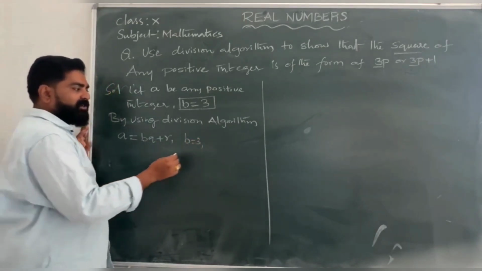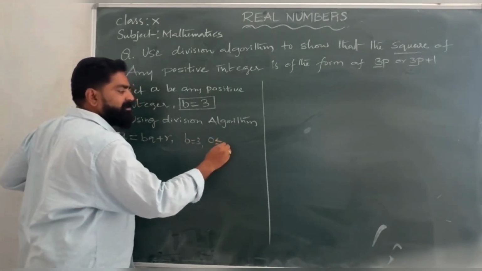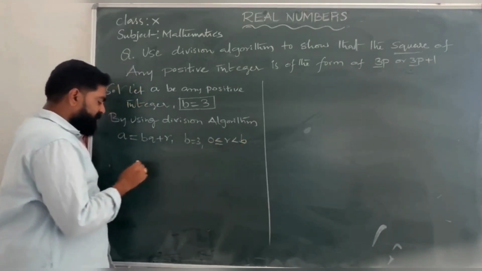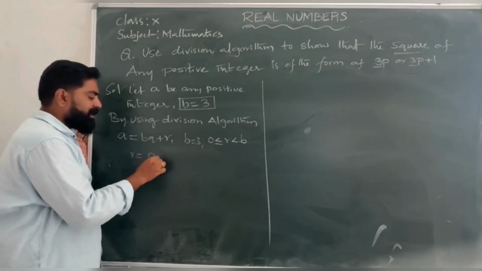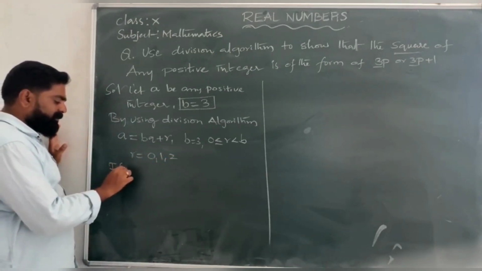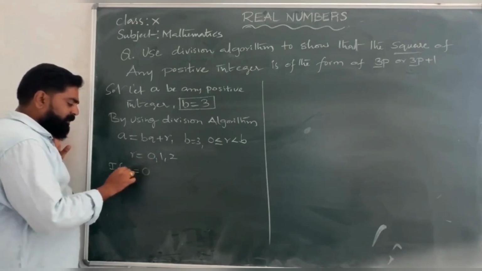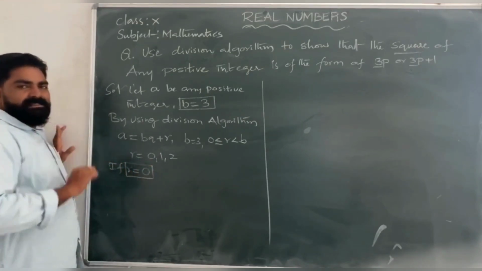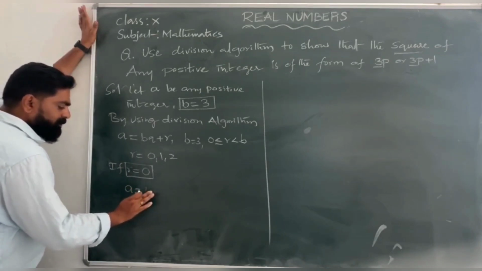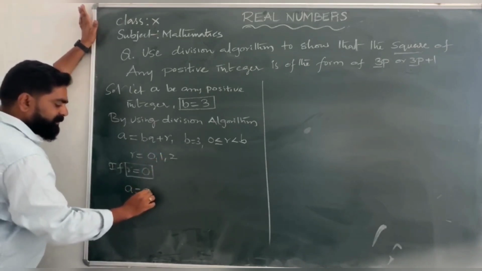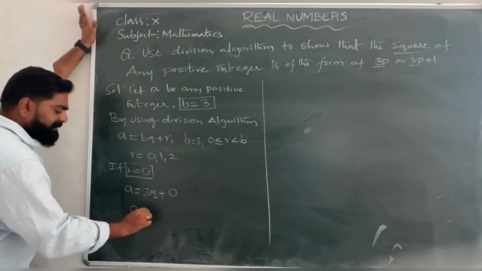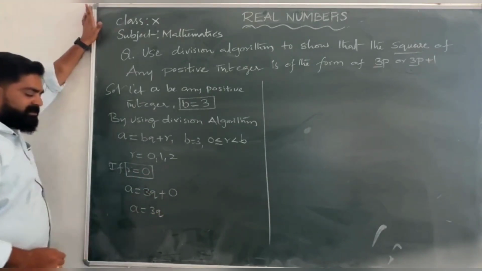So here B is equal to, already we know, 3. So what is the condition? 0 less than or equal to R less than B. Here B is equal to 3. So that's why we are taking R is equal to 0, 1, 2. Clear? If R is equal to, so first value 0. You can substitute the values. A is equal to BQ plus R. B is equal to 3. Then A is equal to 3Q plus 0, which is equal to 3Q.